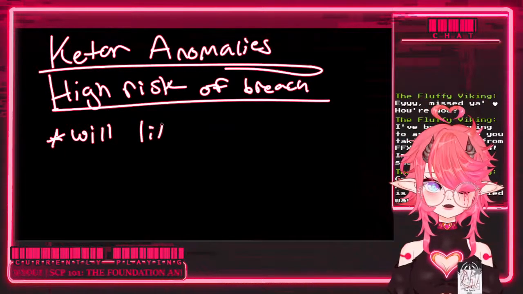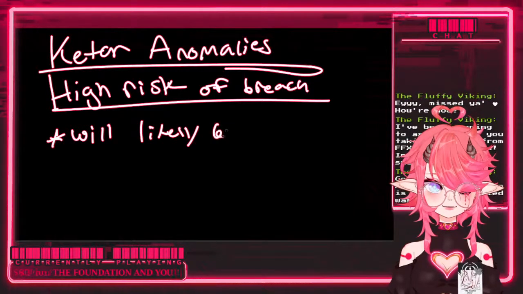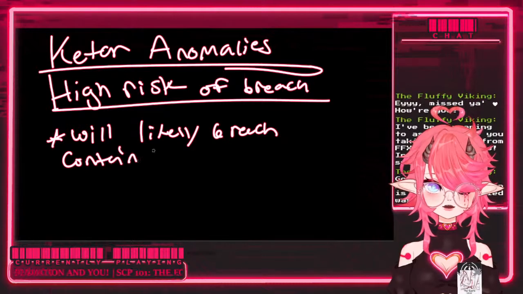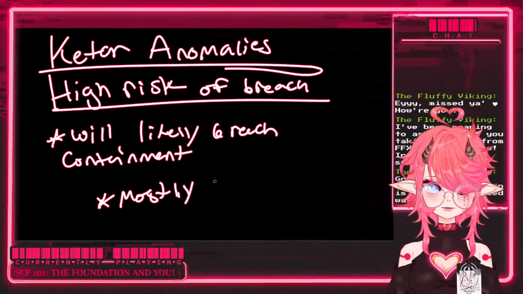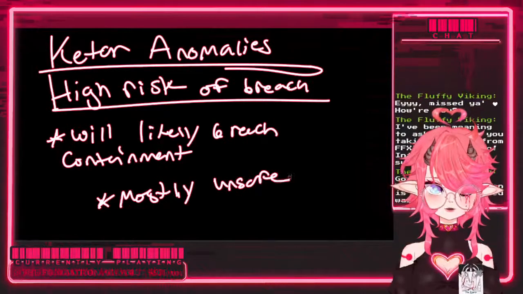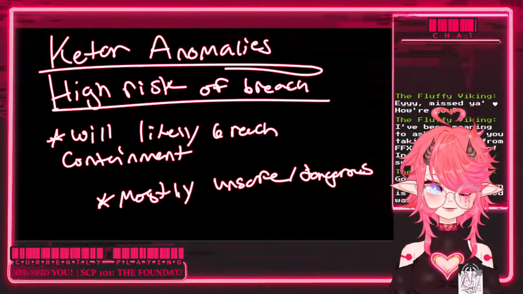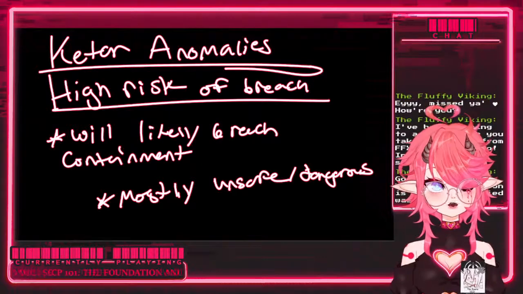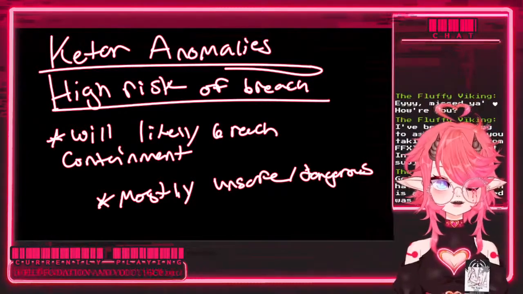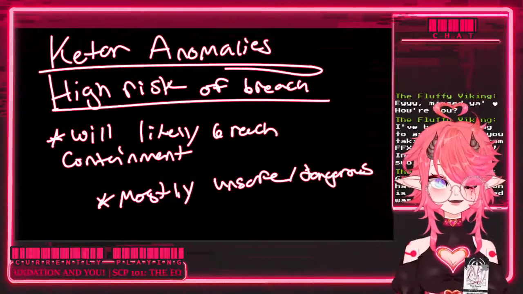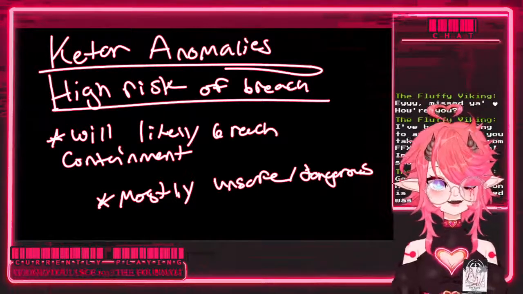Will likely breach containment. And then there are mostly unsafe/dangerous. That doesn't mean that they all are, but they are mostly. So Keter is where you find your things like the unkillable crocodile, shy guy, things like that.